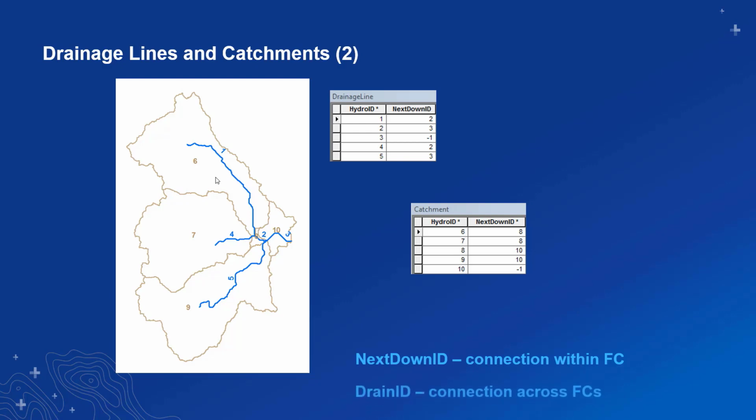To establish a relationship between features across feature classes, we can use DrainID, which is the HydroID of the drainage area draining into the feature. So in this case, DrainID of drainage line 1 is 6, which is the HydroID of the catchments draining into that drainage line.